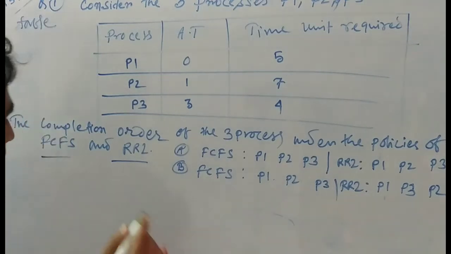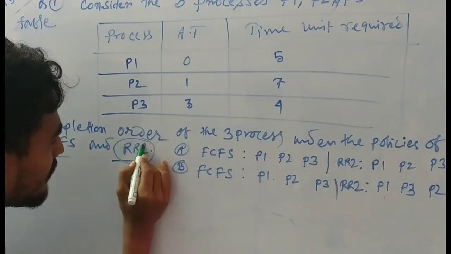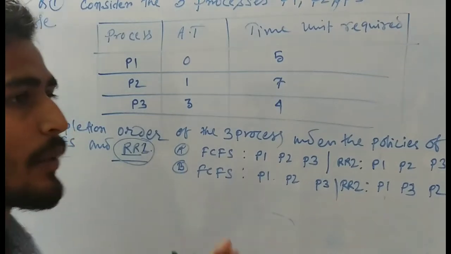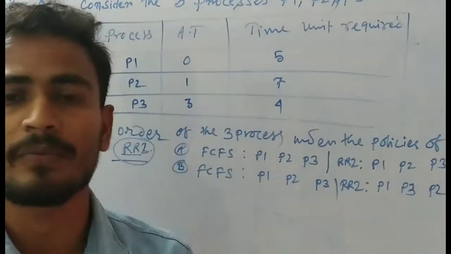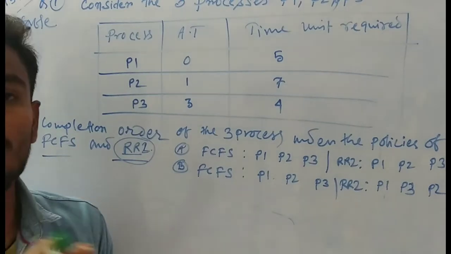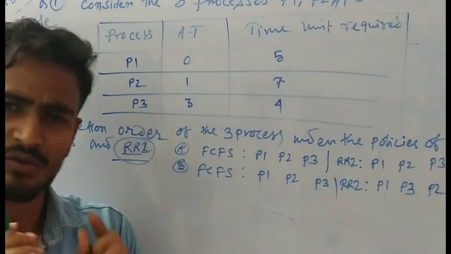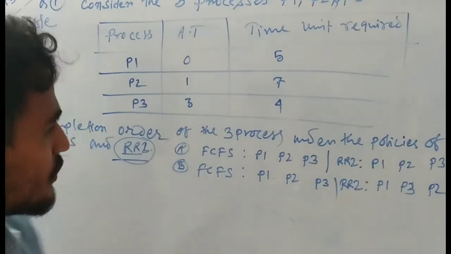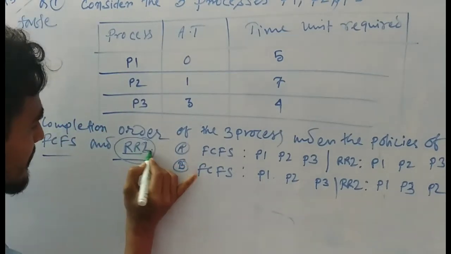Sir, what is the meaning of RR2? We also know that RR means round robin. Sir, what is the meaning of 2? That means the CPU takes a time quantum of 2 minutes or 2 seconds, just 2 time units. So in this case, it means 2 times.